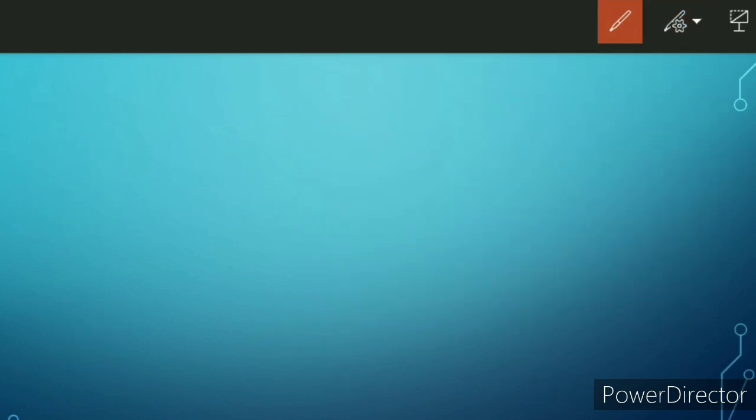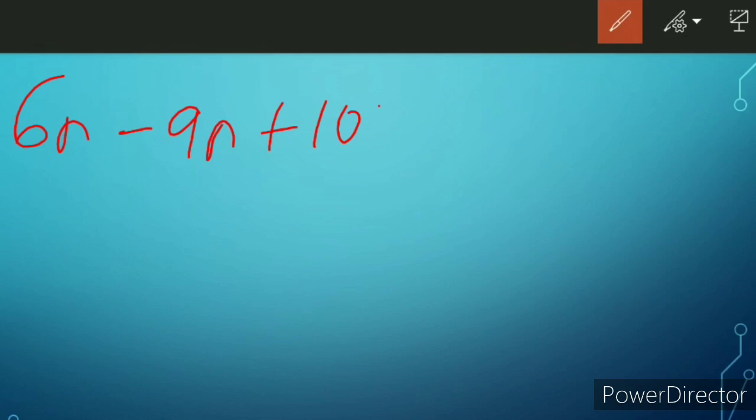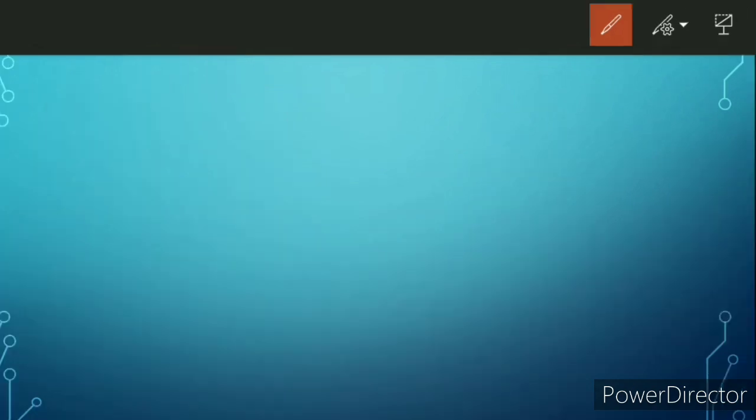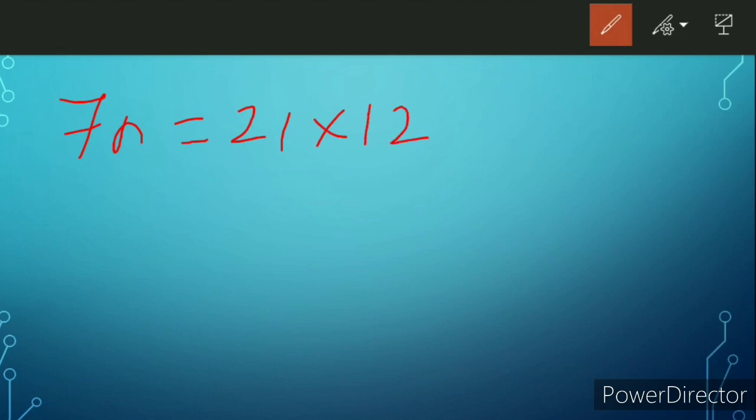6n minus 9n plus 10n, the whole divided by 12, is equal to 21. Next step we will take 12 to that side and multiply. Before that we will simplify all these n: 6n minus 9n is minus 3n, minus 3n plus 10n is 7n. 7n equal to 21 into 12. Therefore, n equal to 21 into 12 by 7.